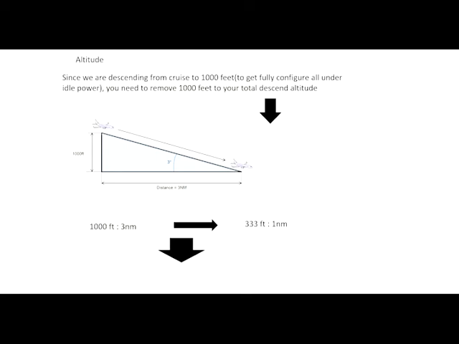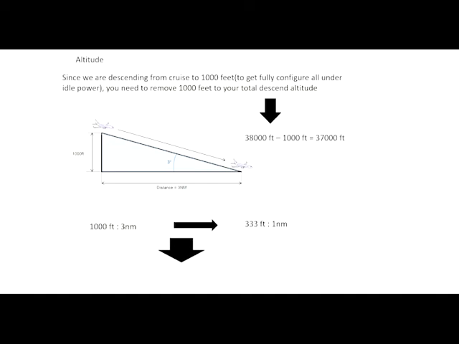So here, the altitude. Since we're descending from the cruise altitude to 1,000 feet, so we can get fully configured, which means getting flaps full, gear down, landing checklist complete, all on idle power to save a lot of fuel. You remove 1,000 feet from your total descent altitude. Makes sense, right? So since we're cruising at 38,000 feet, we minus 1,000 feet from that, and you get 37,000 feet total descent altitude.